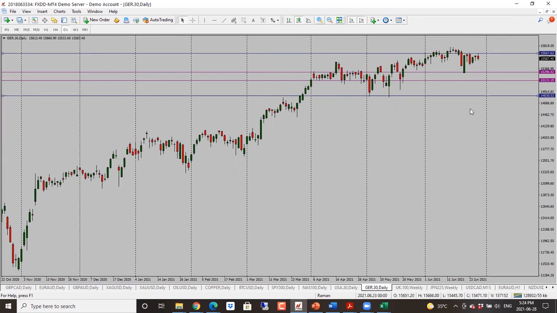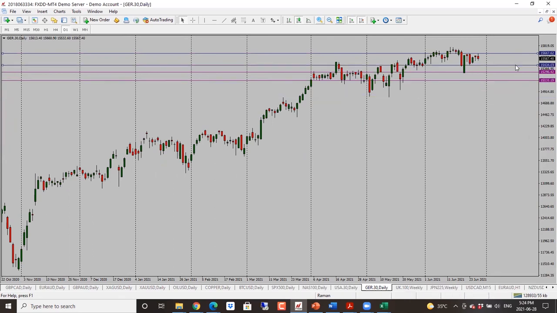DAX here, DAX also going sideways here, hasn't really done much. It's struggling with this resistance of 15,665. So with this one here, looking for a bit of a drop towards 15,430. So neutral to bearish bias for DAX.